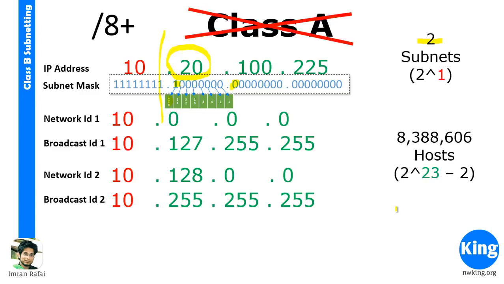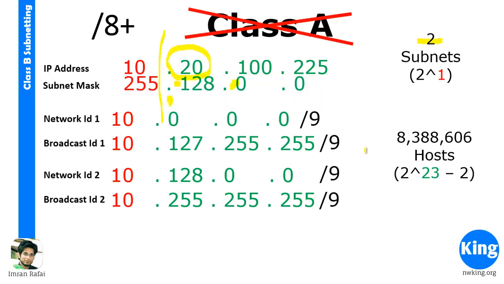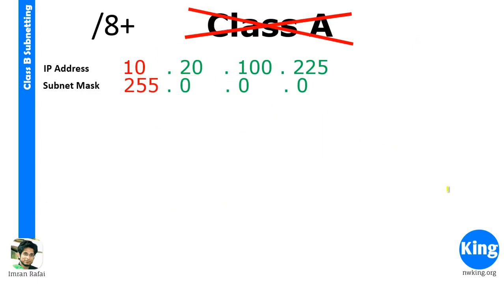Because of the changes that happened, because of this new borrowing, the subnet mask becomes 255.128.0.0, and of course, because one bit was borrowed, the /8 becomes /9. Right? Fantastic. Let's take another example.